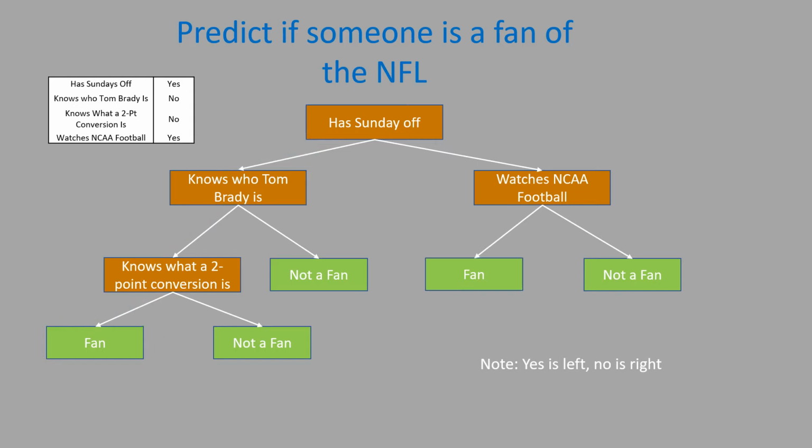Here's another example. This person has Sundays off, so we're going to the left at the first node. They do not know who Tom Brady is, so now we're going to go to the right. We see that we're at a leaf node, which means that we have our prediction. We're predicting that this person is not a fan of the NFL.